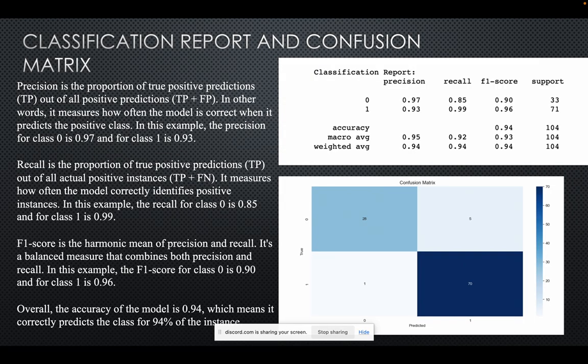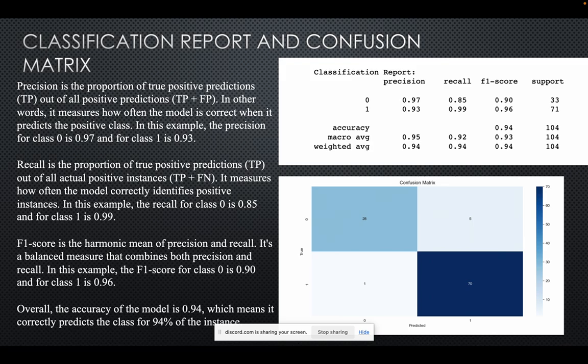Now the classification report and confusion matrix for random forests. Quick definitions. Precision is the proportion of true positive predictions out of all positive predictions. In other words, it measures how often the model is correct when it predicts a positive class. So in our case, for the random forests, the precision for class 0, which is not having diabetes, is 0.97, and for class 1, it is 0.93.